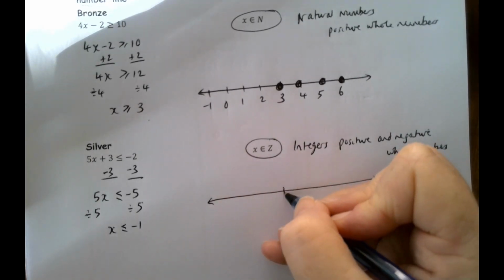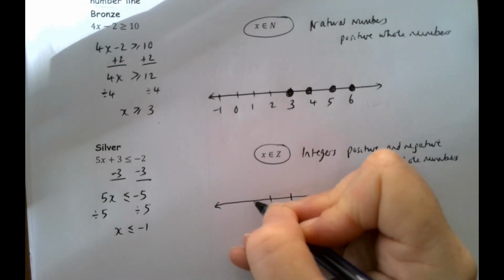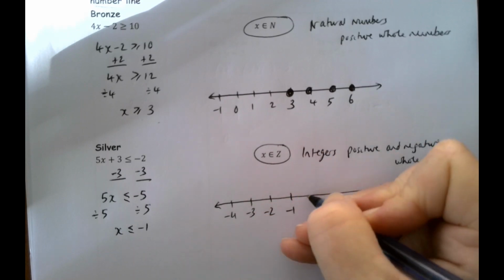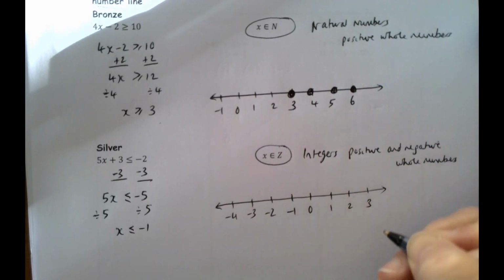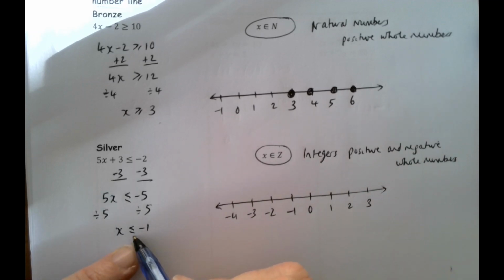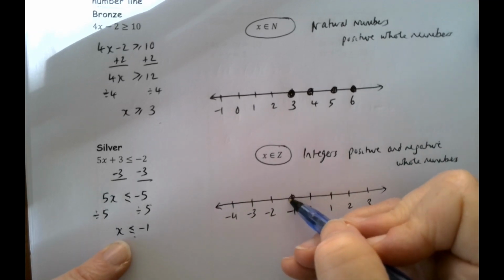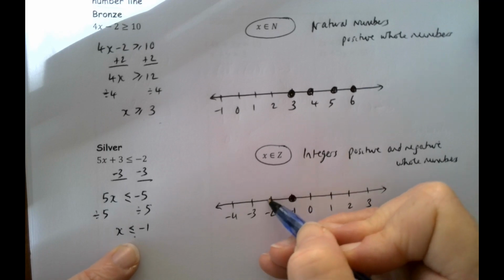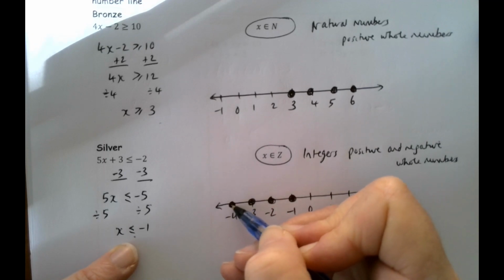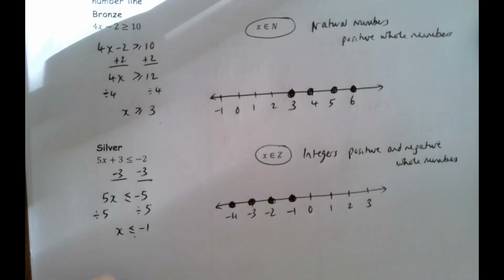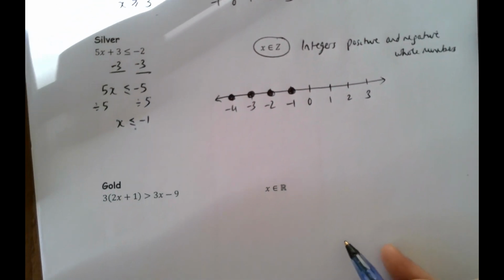Okay, so x is less than or equal to, put minus 1 in the middle. Minus 2, minus 3, minus 4. 0, 1, 2, 3. x is going to be less than or equal to minus 1. So it can be equal to minus 1 or it can be less than minus 1. So that's all of these numbers. All of these numbers are less than minus 1. Because they're whole numbers, I'm just putting dots on the number line.